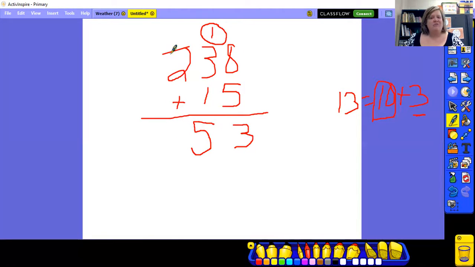We come here and we have a 2. There's nothing to add to our 2, so we say 2 plus 0. 200s plus 0 still equals 200. So our answer would be 253. So I'm going to stop sharing that screen with you guys.